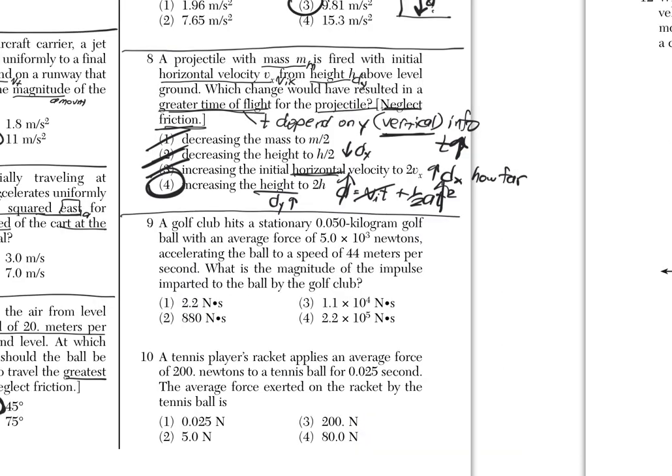Number 9, a golf club hits a 0.05 kilogram golf ball with a force of 5,000 newtons. Let's start writing things down. So we know the mass of the golf ball, we know the force on the golf ball, we know the final velocity accelerates up to 44 meters per second. It's stationary, so we know the V initial is 0. So we know V initial, V final, the force, and the mass, and it wants to know what is the impulse imparted to the ball.